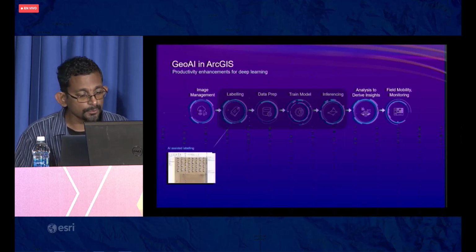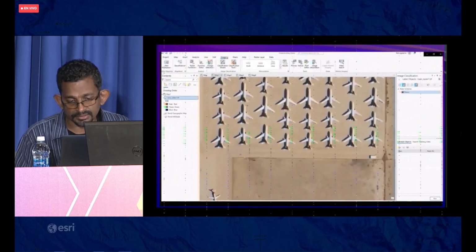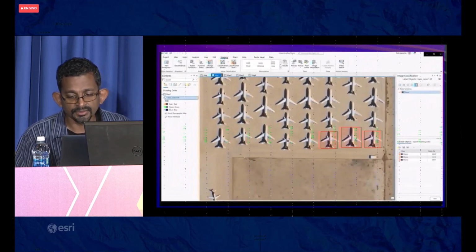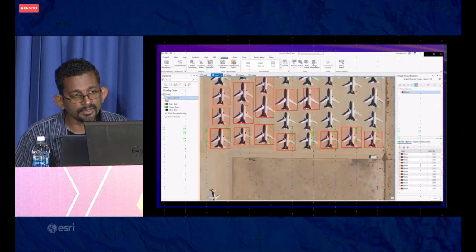So in terms of what's new, AI-assisted labeling. Labeling can be daunting. It can be really, really difficult. But with AI-assisted labeling, as you can see here, click, click, click, and automatically the system is just going to pick features for you.